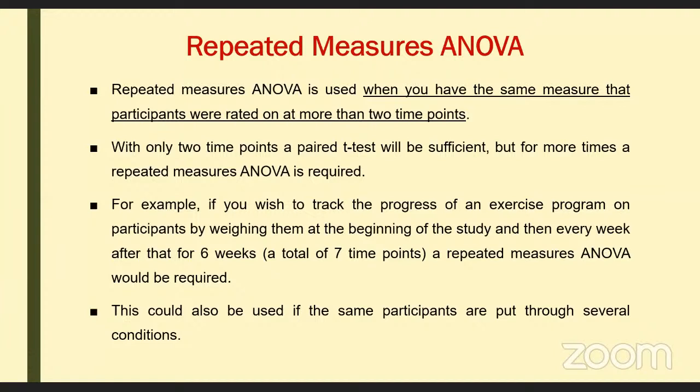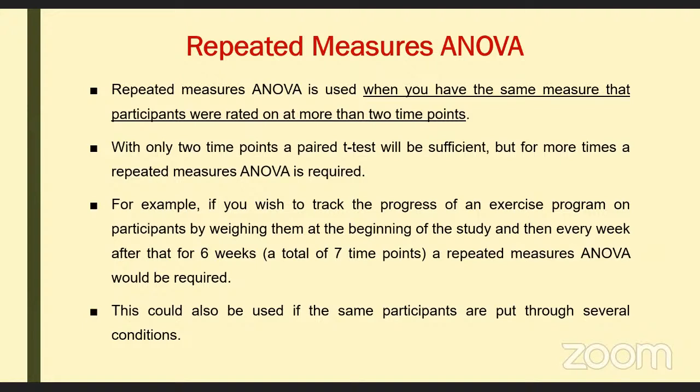Means what? When you have the same measure that participants were rated on at more than two time points. When you compare participants at two time points, like before treatment and after treatment, we go for paired t-test. But when you have more follow-ups in between from the same group, there we go for repeated measures ANOVA. With only two time points, paired t-test will be sufficient. If you want more time points, repeated measures ANOVA is required. You can go for 6 weeks and so on. The example I have given you, you must have understood.